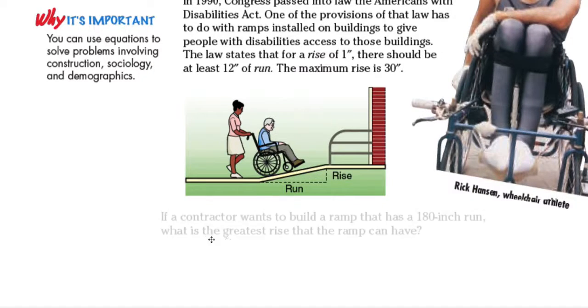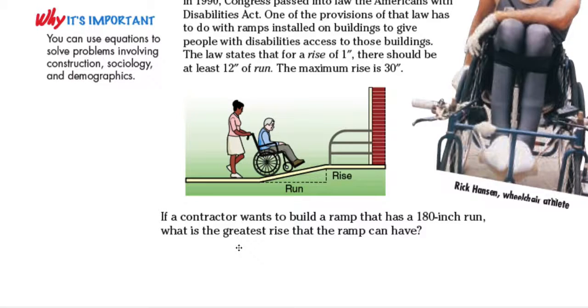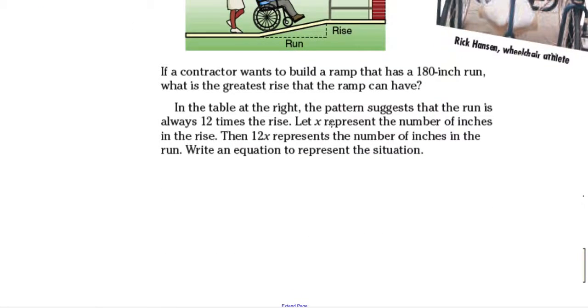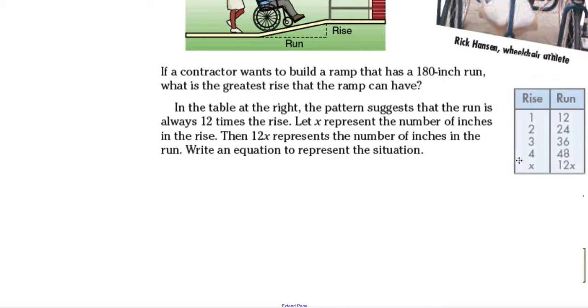Okay, so if a contractor wants to build a ramp that has a 180-inch run, what is the greatest rise that the ramp can have? Looking at the table at the right, the pattern suggests that the run is 12 times the rise. Let x represent the number of inches in the rise, then 12x represents the number of inches in the run. Write an equation to represent this situation.